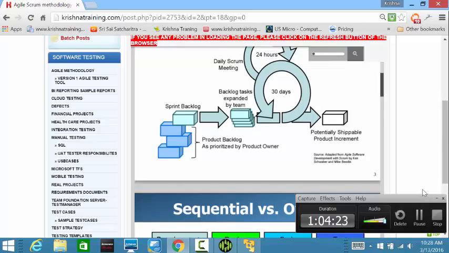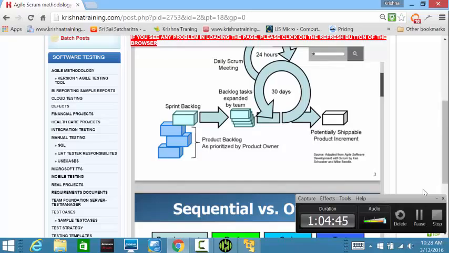For 10 cycles, until about 5 months. After 5 months, or in the 6th month, the focus would be more on the testing front, in the 6th and 7th months, and the developers would be more focused on fixing defects.